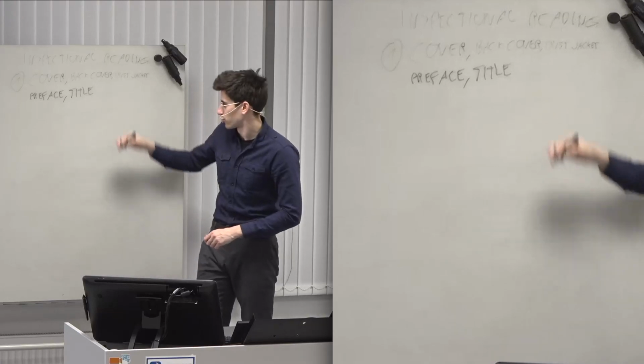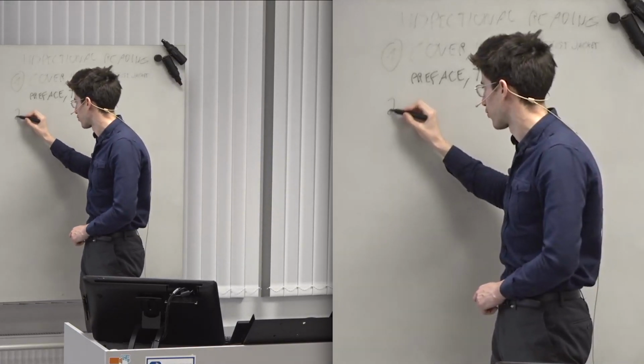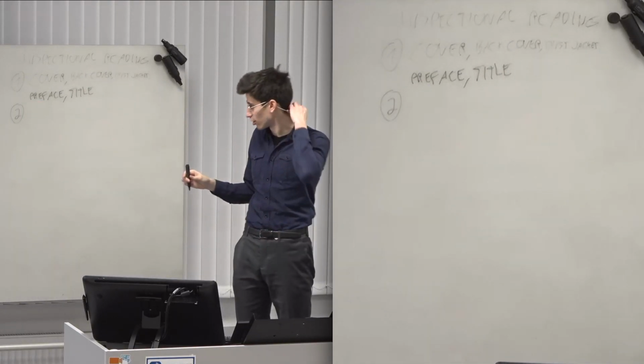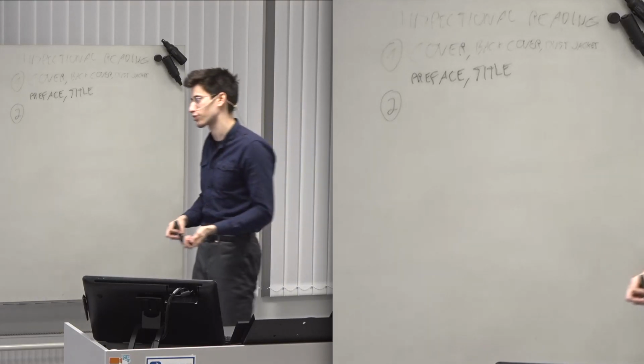Okay? So after you have read this, you've already gotten lots of information from the book. The second thing that you have to look at is the table of contents of the book.